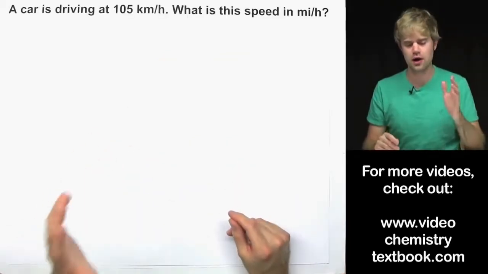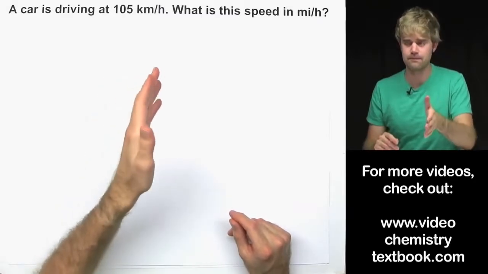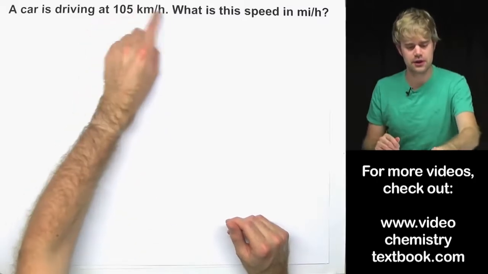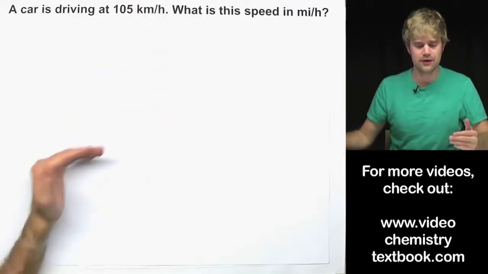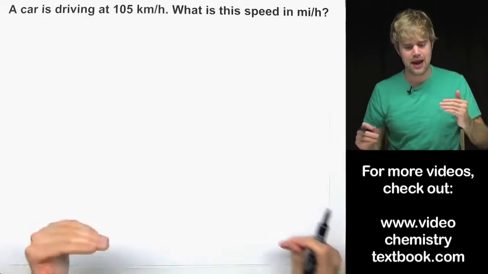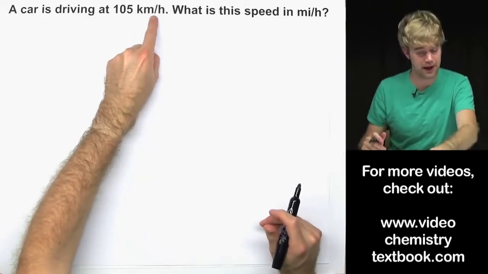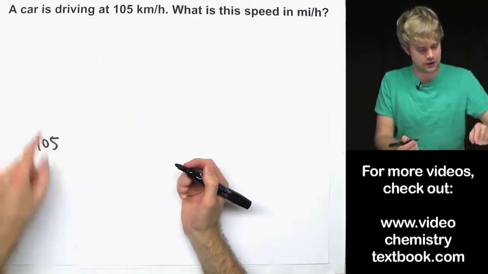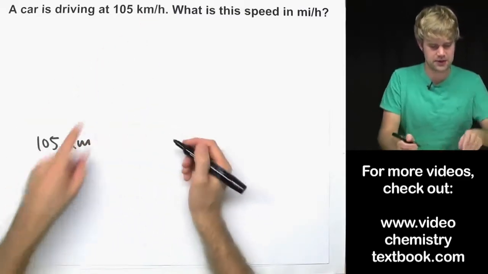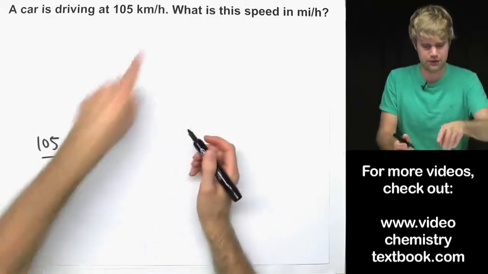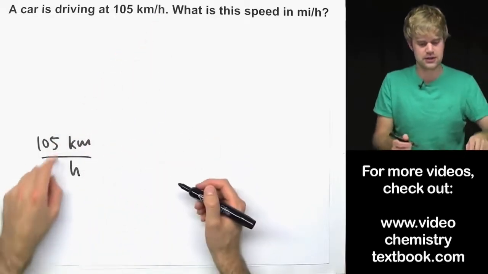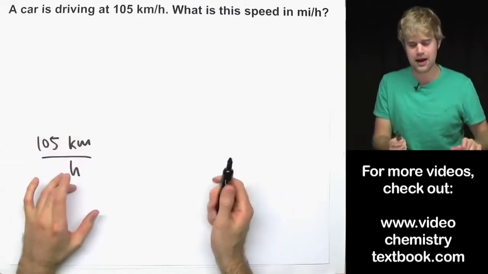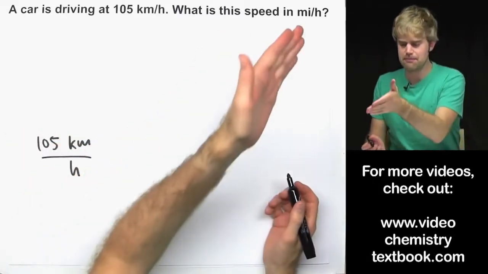A car is driving at 105 kilometers per hour. What is the speed in miles per hour? So the units here, kilometers per hour, are part of a fraction. They have a top and a bottom. Sometimes that's not apparent by how it's written here, so something that we're going to want to do is take it and expand it out. So 105 kilometers is on the top, and then we have a slash, a fraction, and hours is on the bottom. Okay, so we're starting with something that has a top and a bottom.